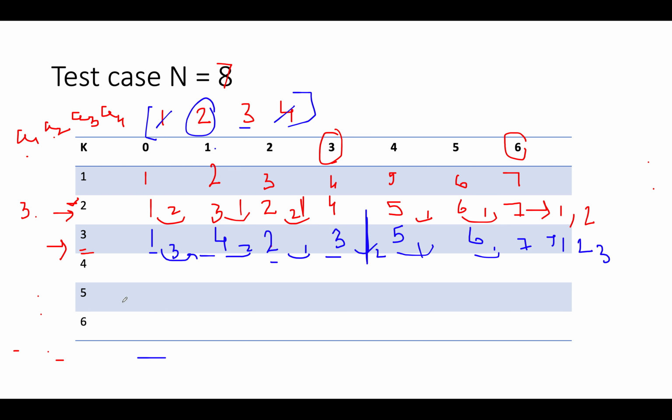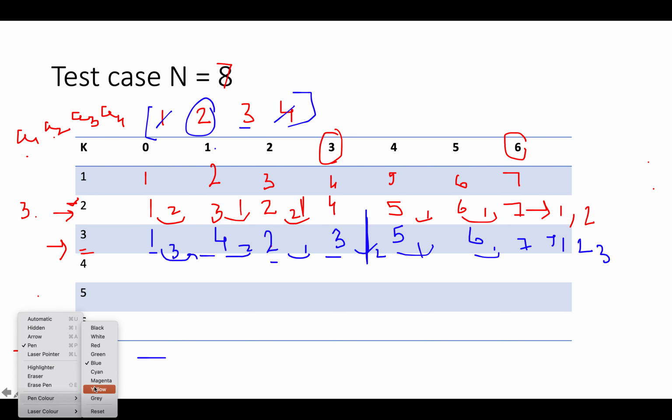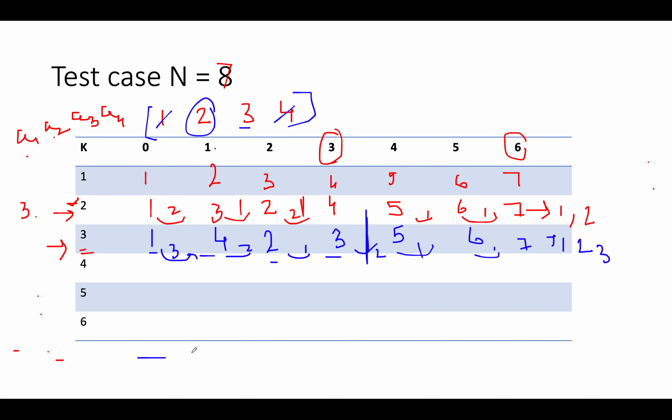So let's try and do it for another value of k. Let me just take magenta pen this time. And where are we going to keep the breaker? We'll keep the breaker at 5th index here. And how many elements do we have now? 1, 2, 3, 4 and 5.